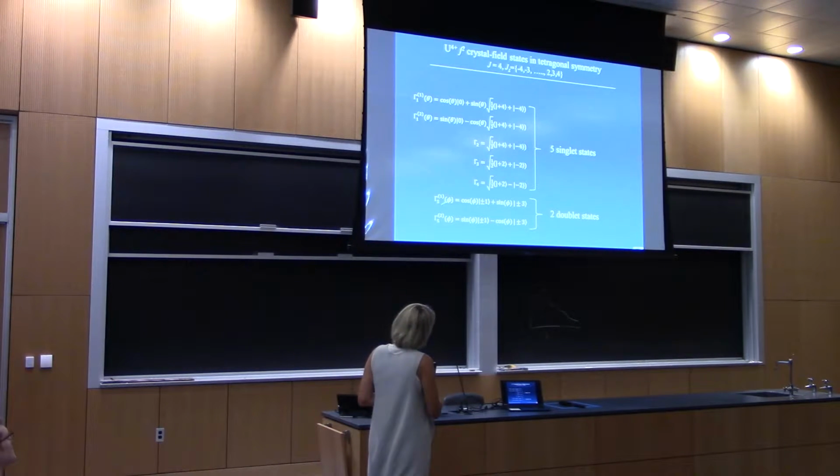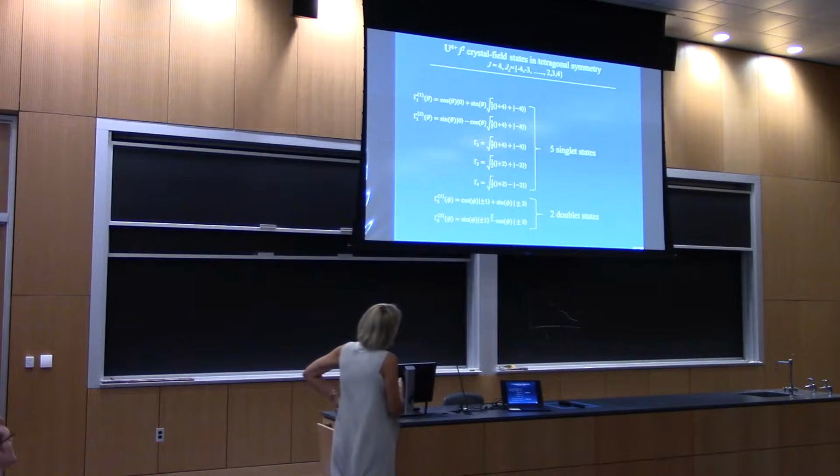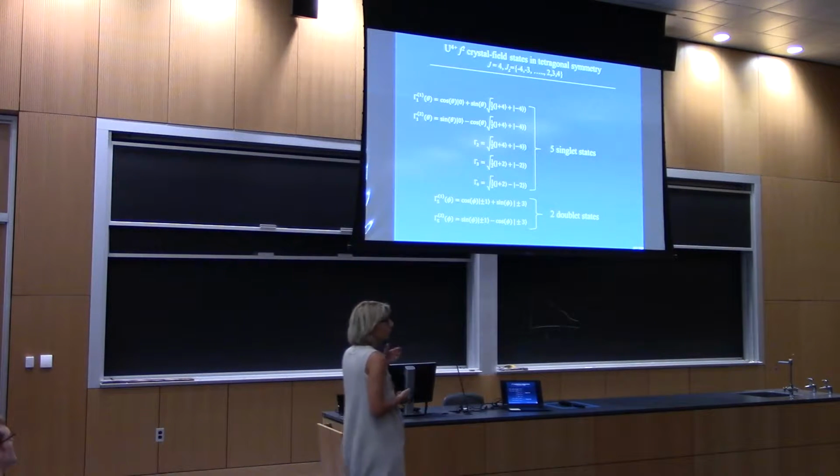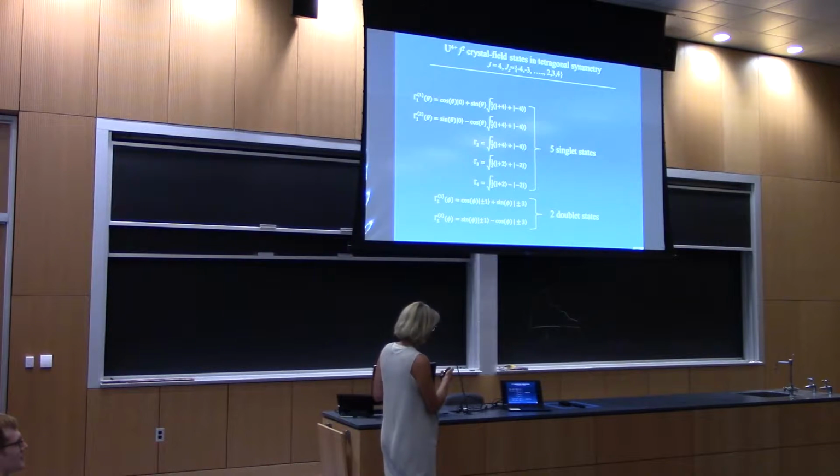They are distinguished from each other only by the sign, which means they're rotated by 45 degrees. Same for these 2 doublets. It's Jz plus minus 1, Jz plus minus 3, and they are distinguished by the sign, rotated by 45 degrees. So now the big question is, which one is the ground state, and that's what we want to do.